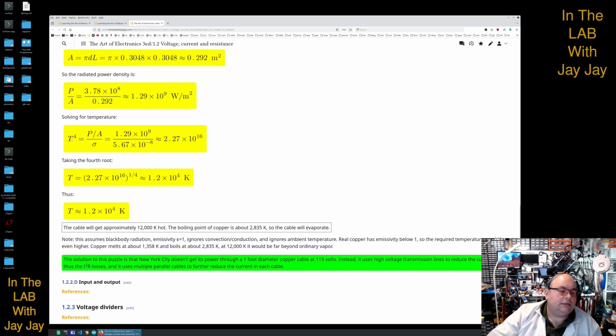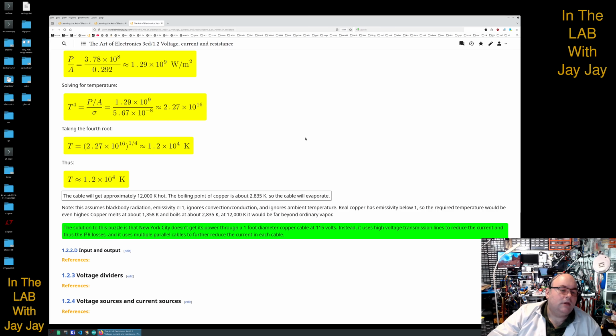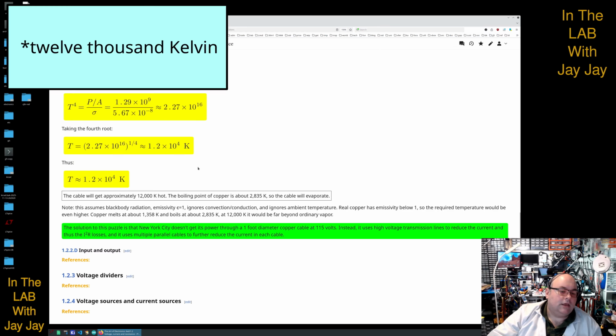Solving for temperature, we get T to the power of 4 equals P divided by A over sigma, which equals 1.29 times 10 to the power of 9 over 5.67 times 10 to the power of minus 8, approximately equals 2.27 times 10 to the power of 16. Taking the fourth root, we get temperature is 1.2 times 10 to the 4 Kelvin, which means the temperature is approximately 12,000 Kelvin. So the cable will get approximately 12,000 Kelvin hot, as the boiling point of copper is about 2835 Kelvin. The cable will evaporate.